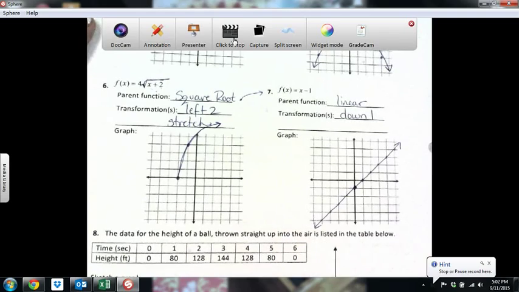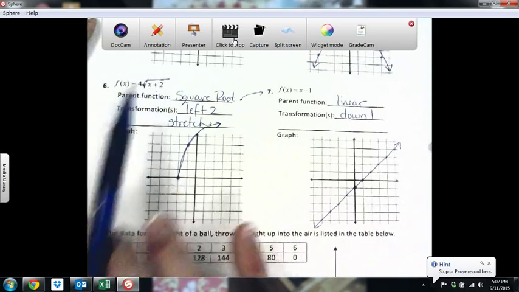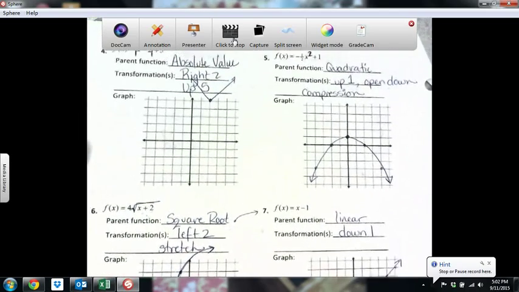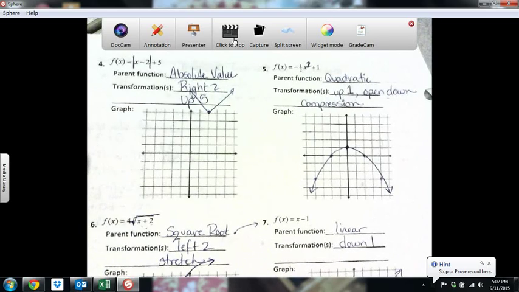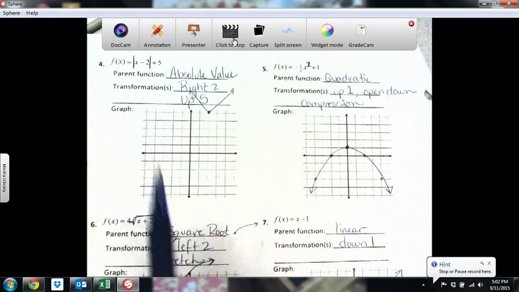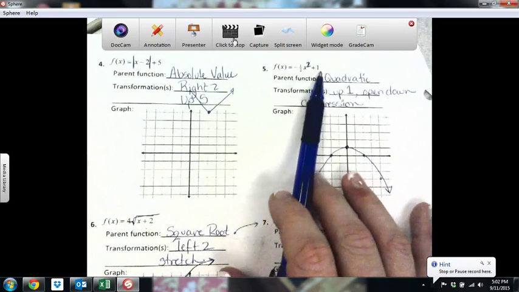So, things to remember. Anything that's happening inside the square root or inside the absolute value in the case of number 4 or inside parentheses is moving left and right. Subtracting moves us to the right, addition moves us to the left. Anything that's outside those parentheses is going to move us up and down. And so in this case, subtracting moves us down, addition moves us up.